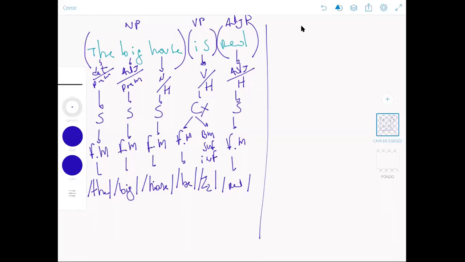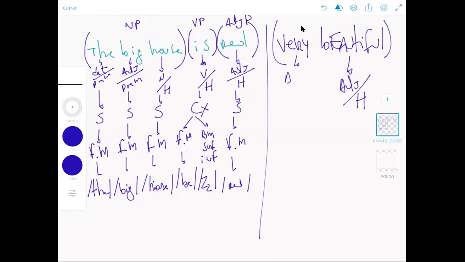Hagámosla mejor. Entonces, beautiful es el adjective head. Y very es un adverb que le está entregando su significado a beautiful, ¿cierto? Entonces es un adverb pre-modifier. Eso. Con eso queda respondida tu pregunta, Yetro. Muy bien, gracias. ¿Alguna otra pregunta?